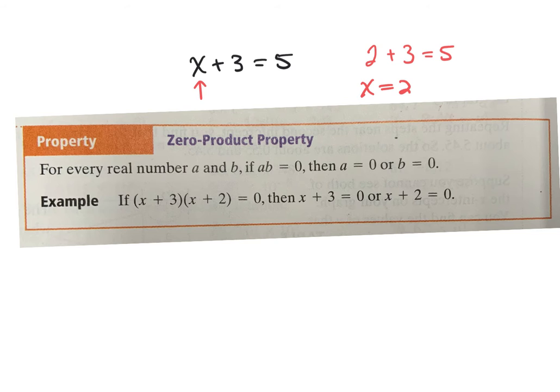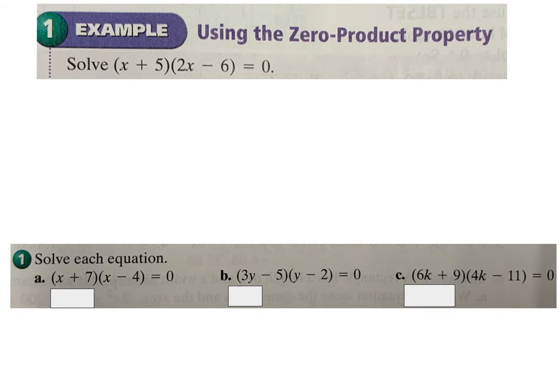And so they gave us this example here. The example they've given us is x plus 3 times x plus 2 equals 0. And what they're saying is in order for that to equal 0, the x plus 3 has to equal 0 or the x plus 2 has to equal 0. One of them has to equal 0. And so that's what we're going to use to solve these. So look at example 1.